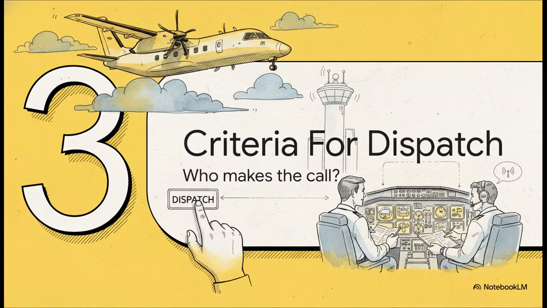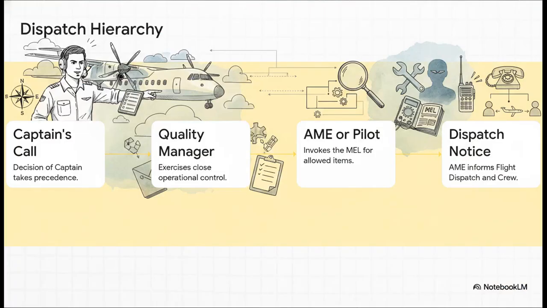Section 3. Criteria for dispatch. Basically, who actually makes the call to go? The dispatch hierarchy is really fascinating because it's a tight, collaborative sequence. First up, the captain's call. The captain's decision takes ultimate precedence over everything. If they want an item fixed before flying, or maybe they need extra working equipment because the weather en route is terrible, their word is final.